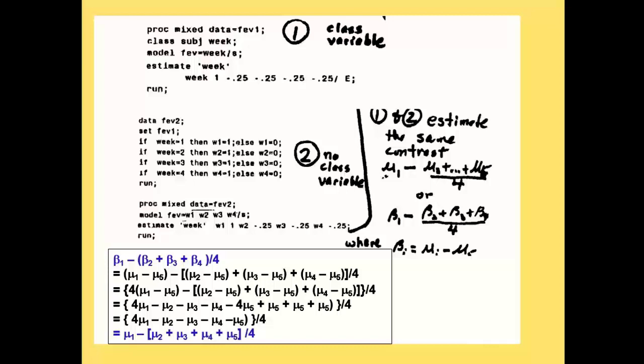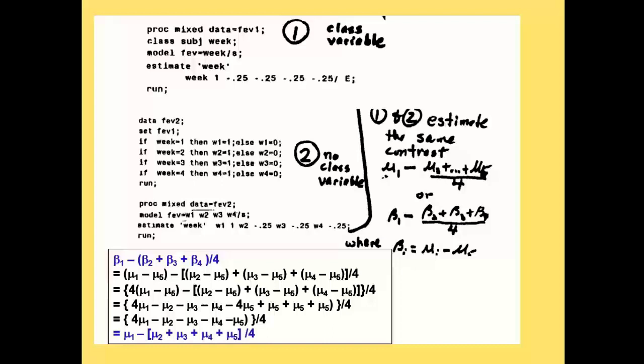Now, first thing I want you to know about this is that this model has an estimate statement. But the purpose of the estimate statement is to test whether week one is different from the average of the other 4 weeks. But if I left the statement out and I just ran the first three lines and I put run, I would have a chunk test for the significance of the week variable.